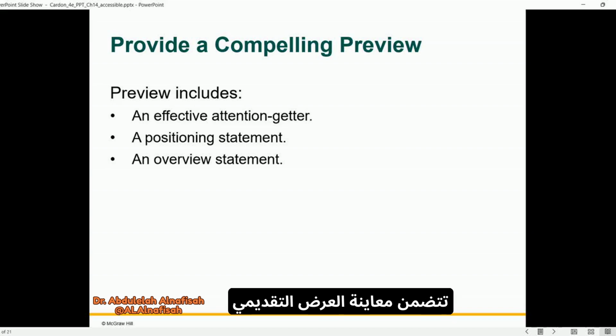The preview of your presentation typically includes 3 components: an attention getter, a positioning statement, and an overview. The attention getter aims to create interest and draw your audience in emotionally or intellectually. Research with executives shows that personalized, emotionally evocative, concise, and credible messages are the most effective ways to capture attention. Examples include rhetorical questions, vivid storytelling, dramatic demonstrations, relevant quotations, or intriguing statistics.